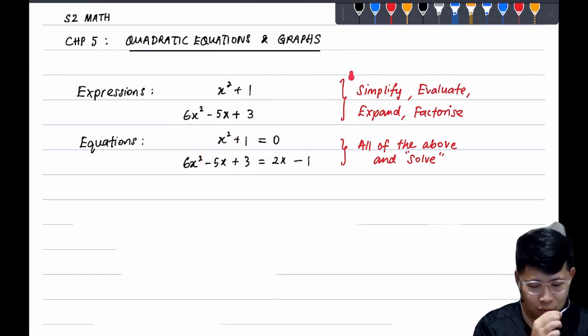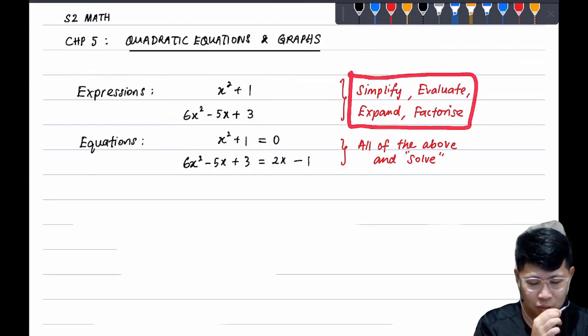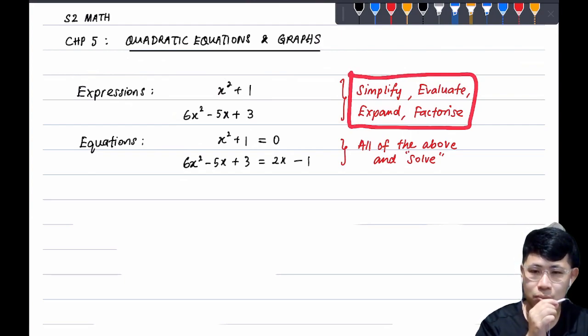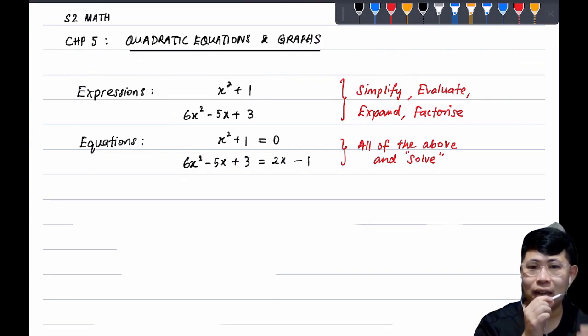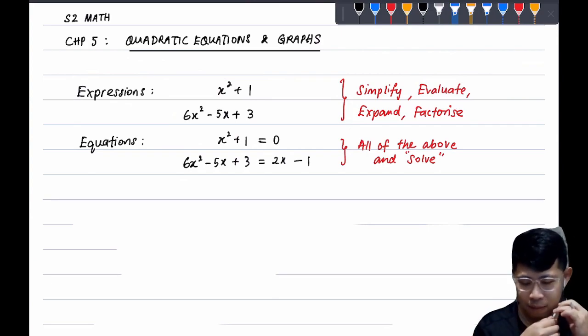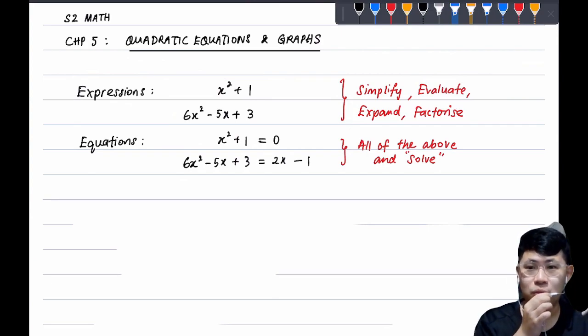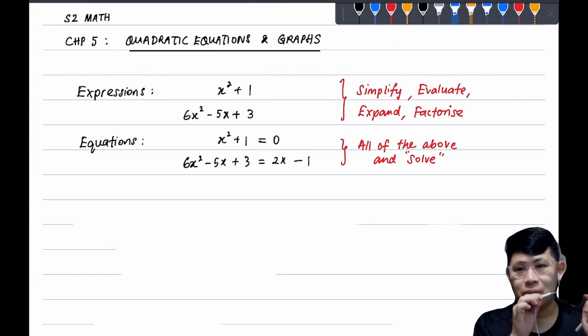Okay, now for expressions, what can we do with them? We can simplify, we can evaluate, we can expand, we can factorize, right? Now for equations on the other hand, they are much more than being a mathematical phrase. Now they become a full sentence. So it's x plus 1 equals 0, full stop.